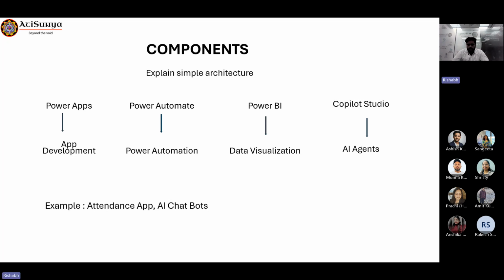Power Platform has four main components. First, we have Power Apps, which is used to build applications. We can build an app and a web application using Power Apps. Power Automate is used to automate workflows. Power BI is used for data visualization and reporting. I think you all are aware of that. And Copilot Studio is for AI solutions, we can say AI chatbots.